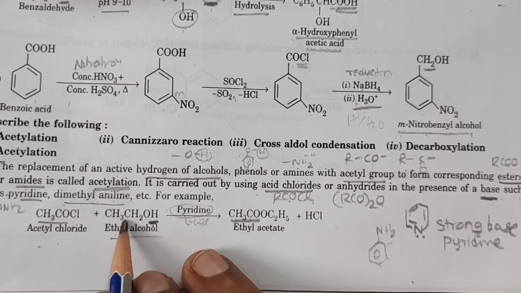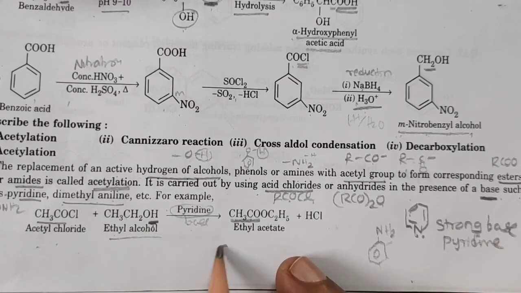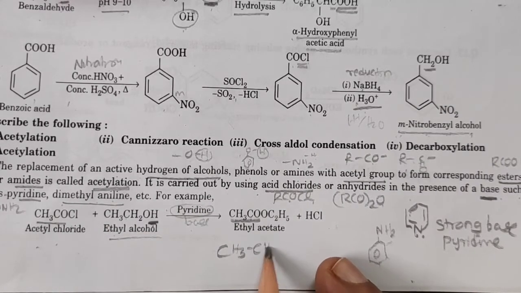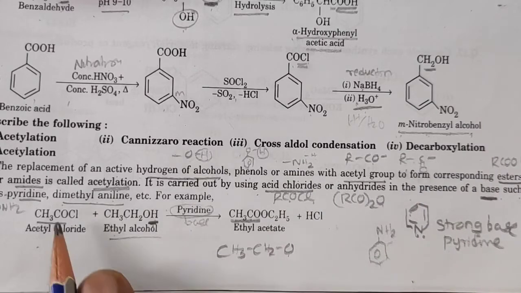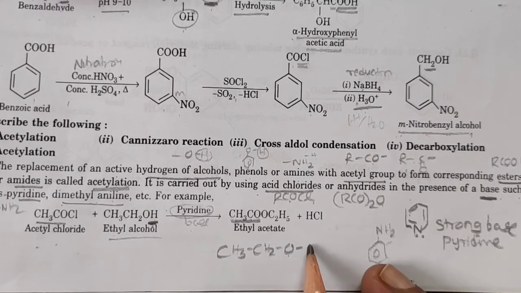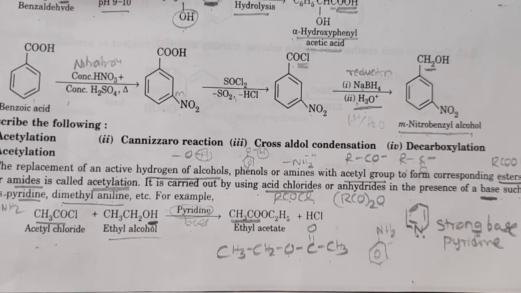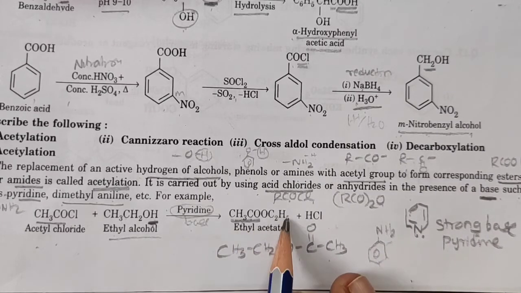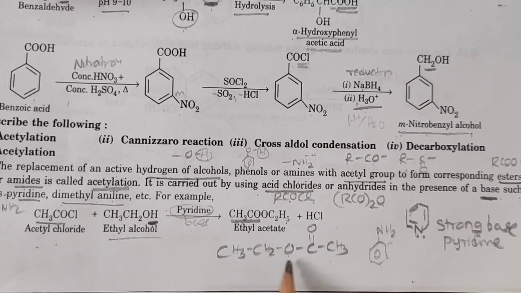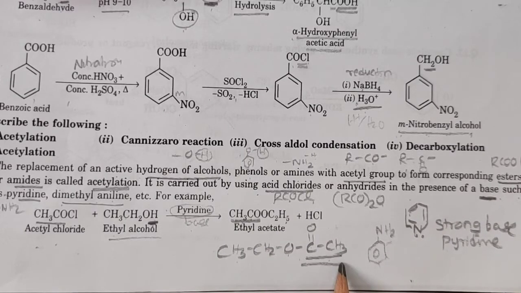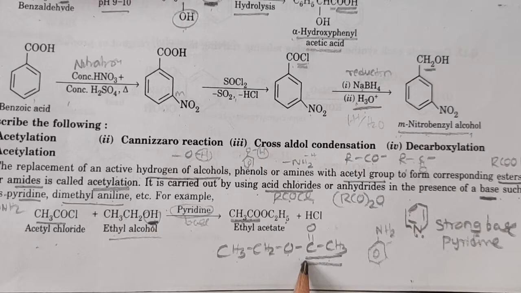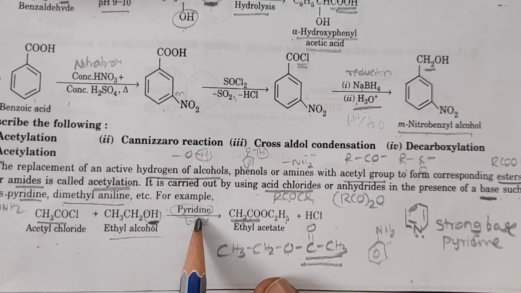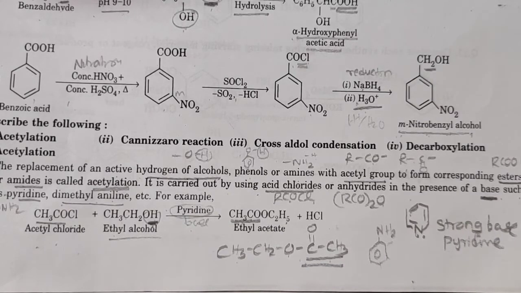So this is what we have written here: CH3CH2 and O of alcohol. From that H is removed, and this CO group, that is C double bond O and CH3, replaces it. Understood? They have written a little bit here, but I have written like this. So the hydrogen of alcohol is replaced by this group, which is called acetylation, in presence of strong base pyridine. Okay, now the next one.